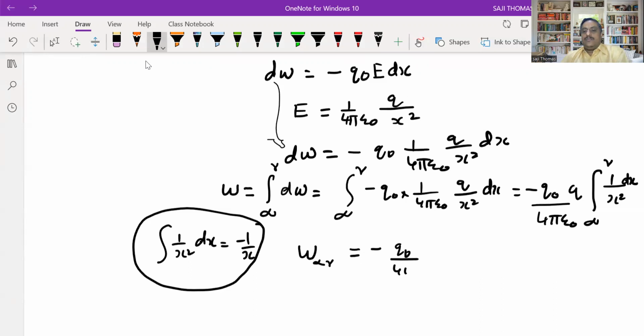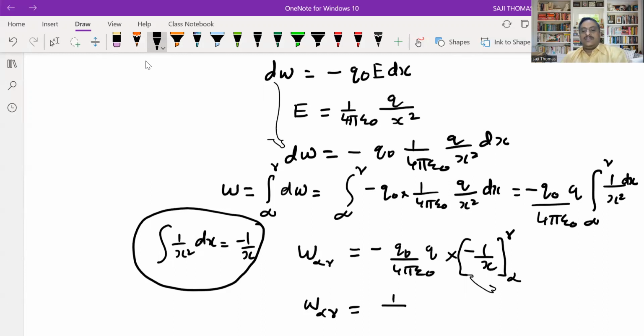Q0 4 pi epsilon 0 Q. What is integral 1 by x square? Minus 1 by x. Now you have to substitute the limit of integration on the right side of the square bracket, infinity to R. Next step, you have to put the limit. This minus outside the bracket, take outside the bracket.